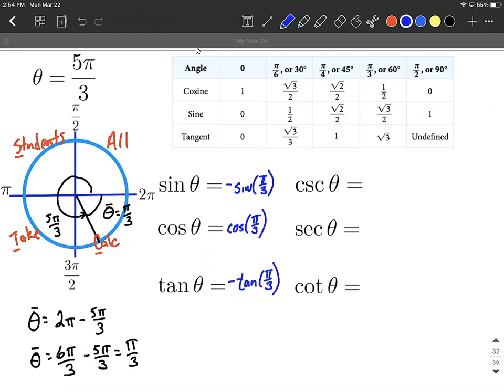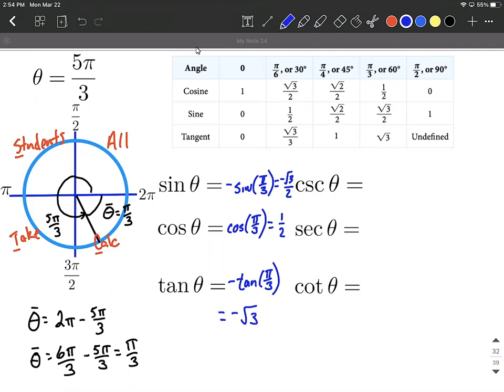Hopefully we have these memorized. Sine of pi over 3 is square root of 3 over 2, but remember, it's negative square root of 3 over 2. Cosine of pi over 3 is positive 1/2. And tangent of pi over 3 is the square root of 3, but in our case, it's negative out in front because our initial theta was in the fourth quadrant.